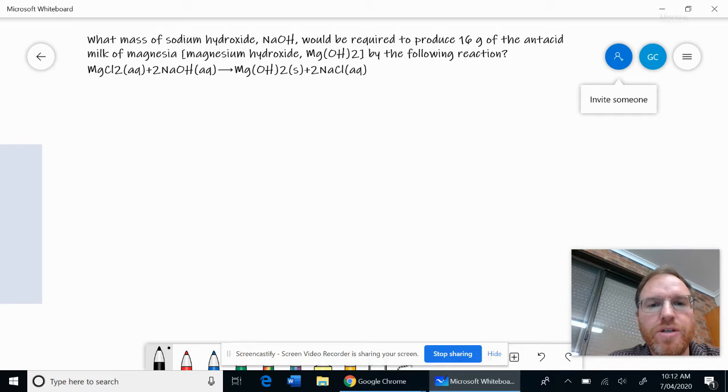What mass of sodium hydroxide, NaOH, would be required to produce 16 grams of the antacid milk of magnesia, magnesium hydroxide, Mg(OH)2, by the following reaction? And they've given us a balanced equation.